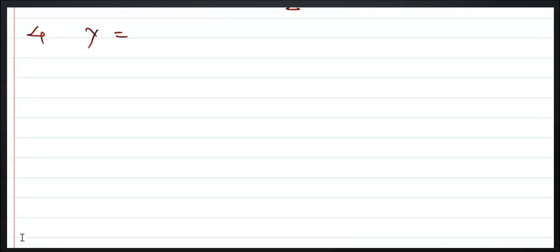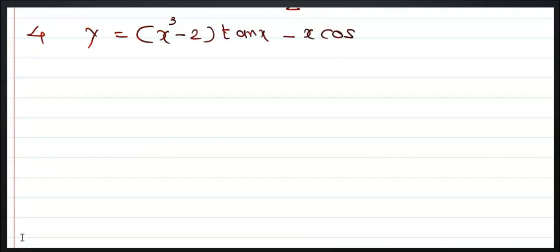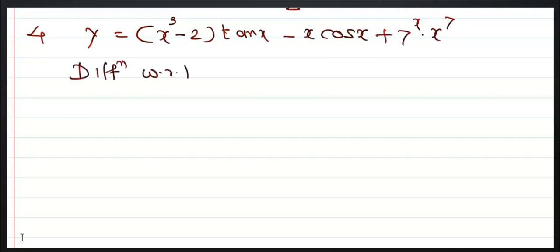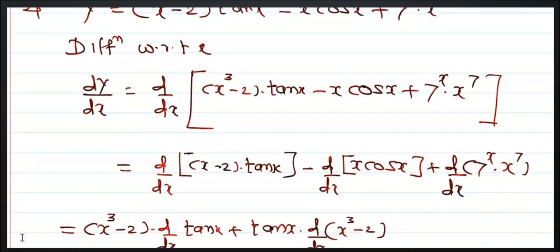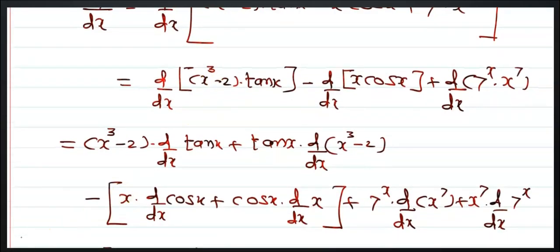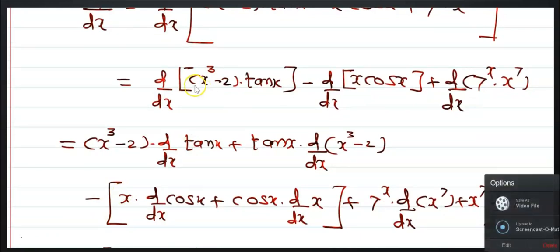Now the fourth one, y is equals to x raised to 3 minus 2 tan of x minus x cos x plus 7 raised to x into x raised to 7. Now differentiate with respect to x. Now here we will apply the product rule, here the product rule, and here also the product rule. The example is simple. ddx of x cube minus 2 tan x minus ddx of x cos x plus ddx of 7 raised to x into x raised to 7.